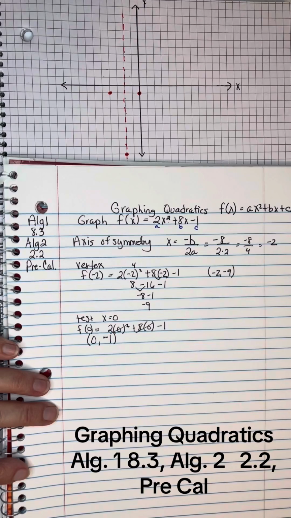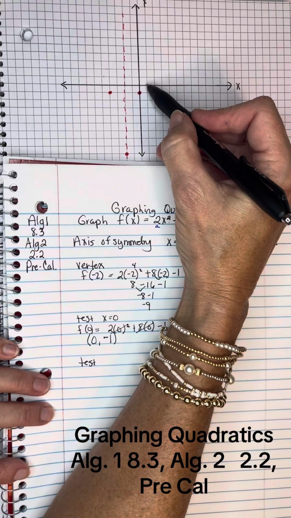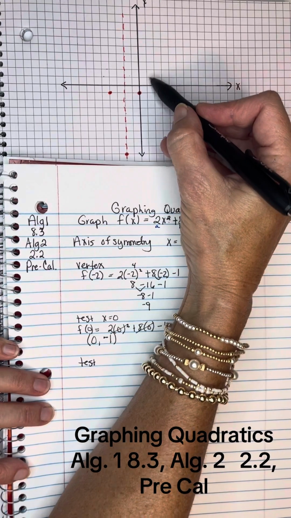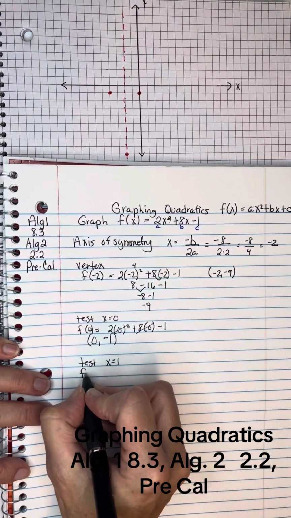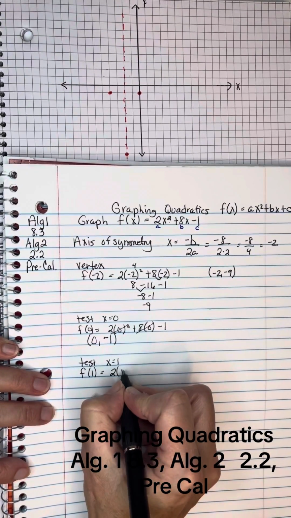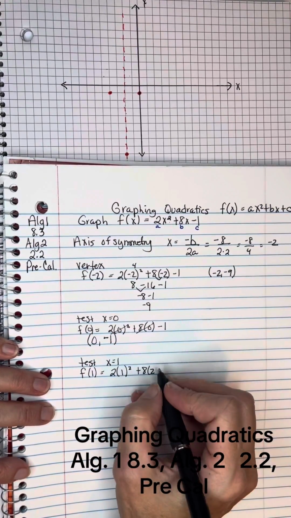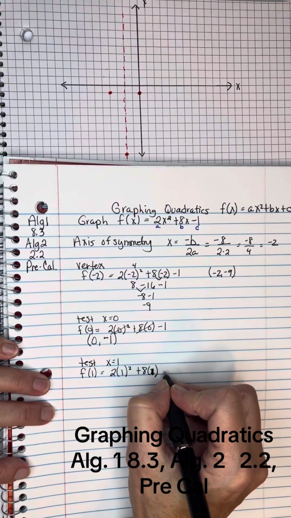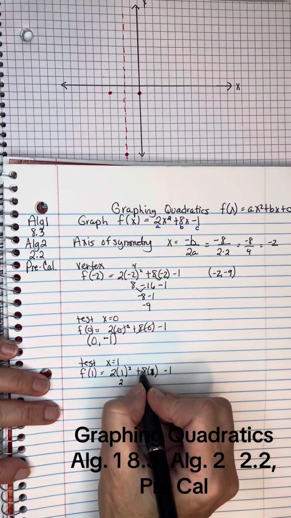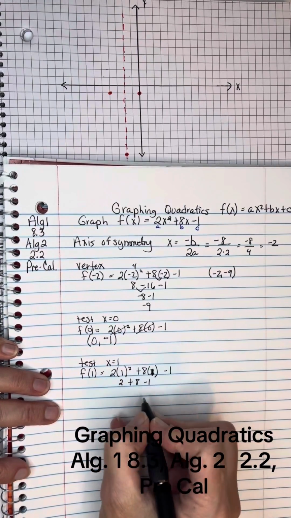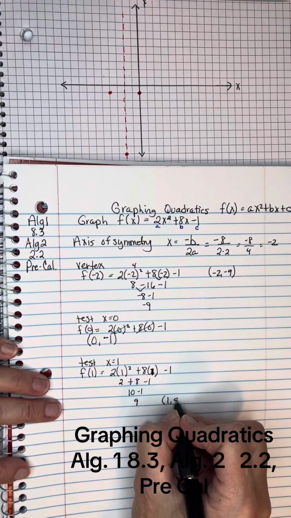All right, now I'm testing another number to get a bigger parabola. I think I'm going to use x equals 1 because it's going to be really close, and it's going to get me some number up here. So I'm going to test x equals 1. So that's f of 1 equals 2 times 1 squared plus 8 times 1 minus 1. So 2 times 1 squared is 2 times 1, and 2 times 1 is 2, and 8 times 1 is 8, and then minus 1. So I have 10 minus 1, which is 9. That means my ordered pair that I'm graphing is 1, 9.